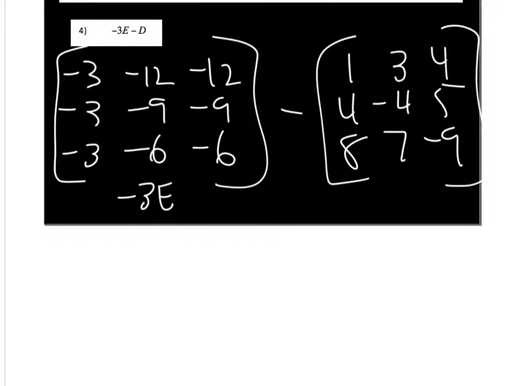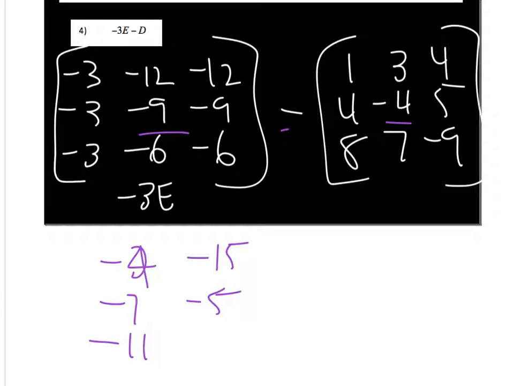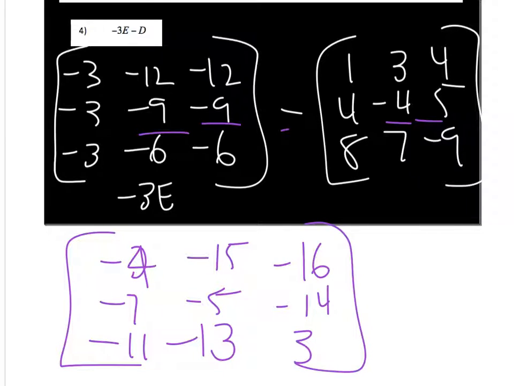So here's what I get. I get negative 4, I get negative 7, and I get negative 11. This would be negative 15. This would become a negative 5, negative 9 minus negative 4 is going to be negative 5. Negative 6 minus 7, negative 13. Negative 12 minus 4, negative 16. Negative 9 minus 5 is going to be negative 14. Negative 6 minus negative 9 is actually going to become positive 3. So here's my final answer. That's what that matrix is going to look like.